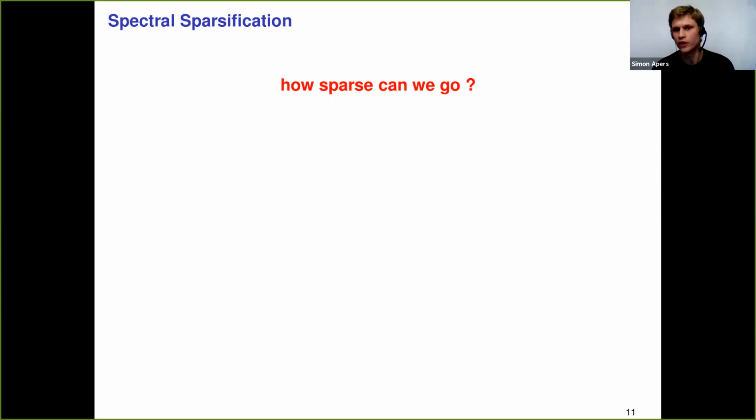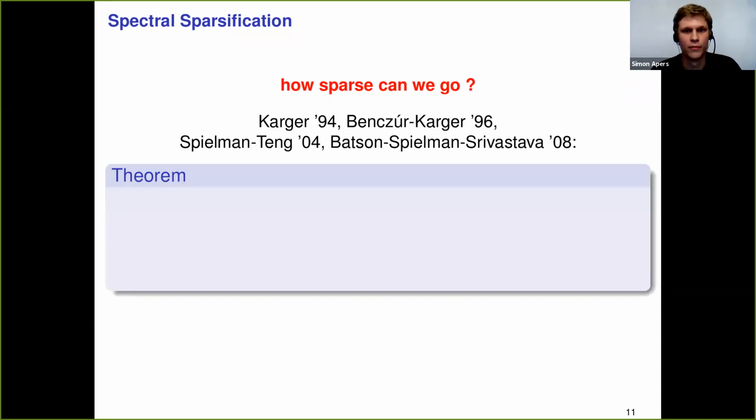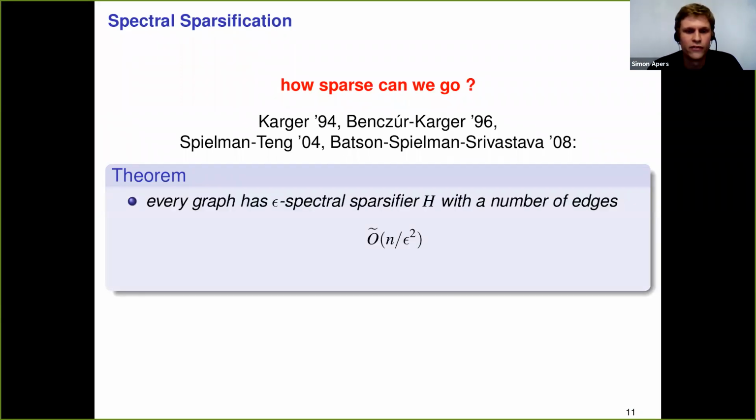But of course, the main question is how sparse can we go, right? Can we even drop a single edge and still preserve all these quadratic forms? Because we're asking for quite a bit here. And through a long line of work, which was started by Karger in '94, then Benczúr-Karger in '96, Spielman-Teng in '04, and Batson-Spielman-Srivastava in '08, we learned the following. First, a very non-trivial statement: every graph has an epsilon spectral sparsifier H with a number of edges O tilde of n over epsilon squared. What do I mean by O tilde? O tilde is basically hiding polylog factors in the argument.